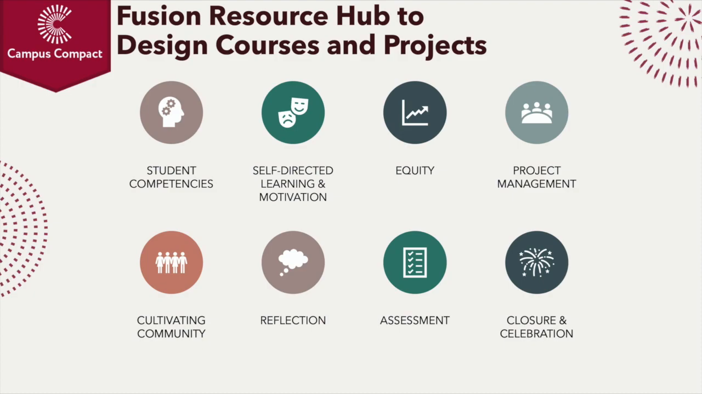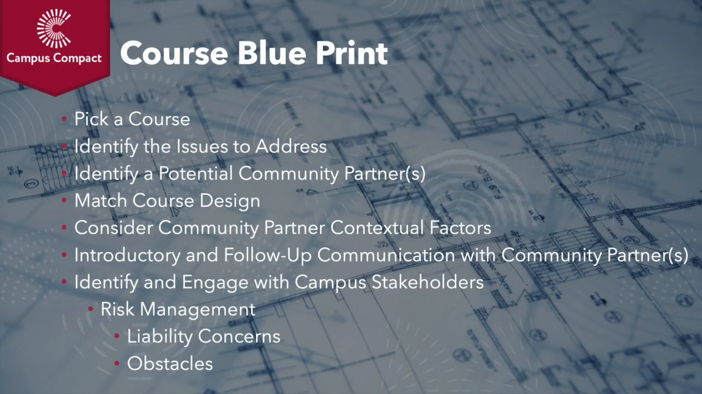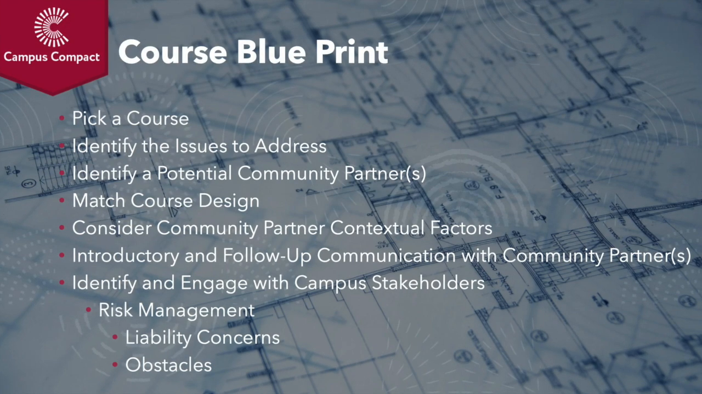We have eight different steps that we'll walk you through to help you in our resource hub. We'll have you identify your student competencies, self-directed learning and motivation given the platforms that you are working within. We'll have you thinking about equity as well as project management, cultivating community within your classes, creating reflection opportunities as appropriate with your students and community partners, building assessment into your class, as well as closure and celebration with your community projects. We'll guide you through a course blueprint throughout those three modules.